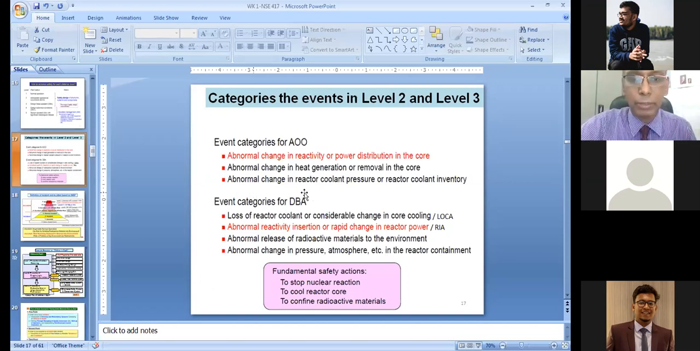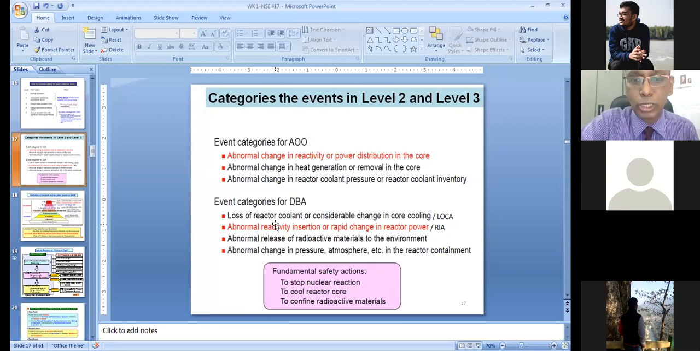So the event categories for a DBA, design basis accident, are loss of reactor coolant or considerable change in core cooling, that is, loss of coolant accident. That means there will be some loss of reactor coolant, and the temperature will rise. So it is called the loss of coolant accident. You know that one. Then abnormal reactivity insertion, which I'll discuss again later on.